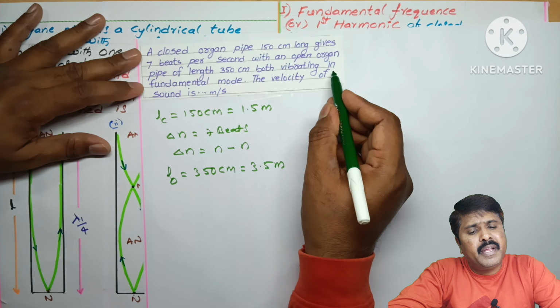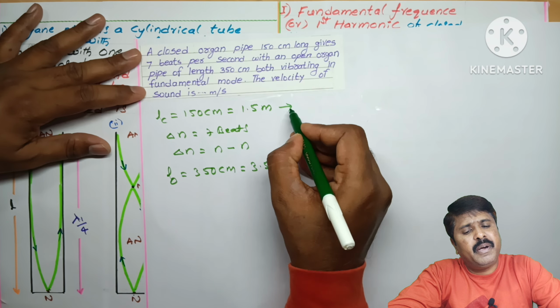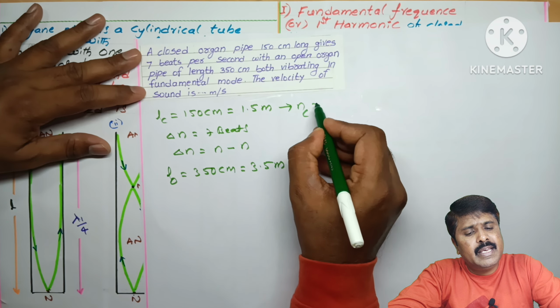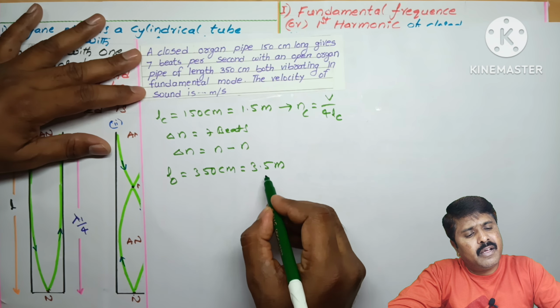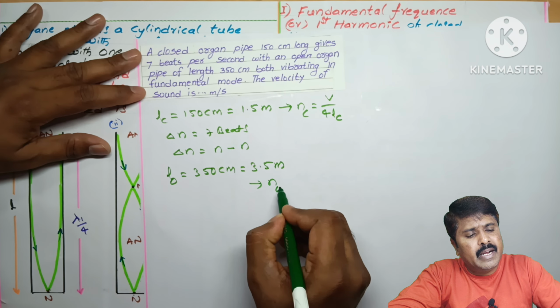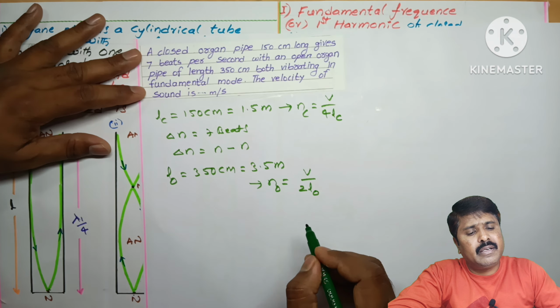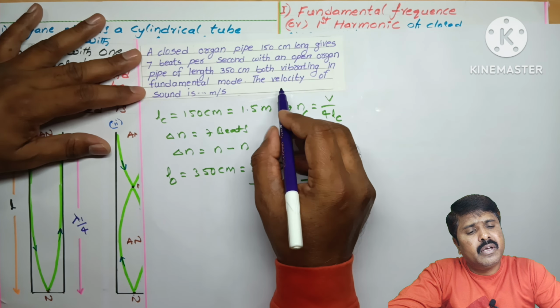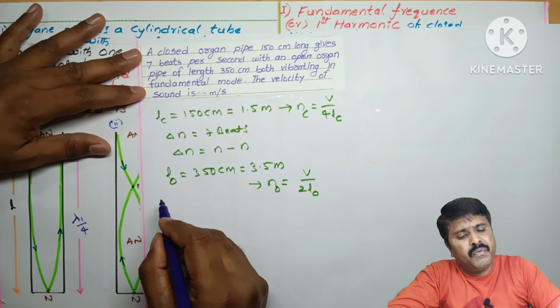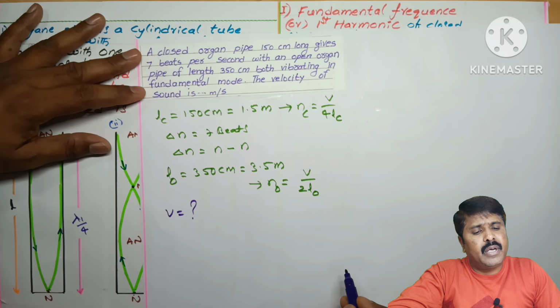Both are vibrating in the fundamental frequency only, student. So fundamental frequency NC is equal to V divided by 4LC, and here fundamental frequency N0 is equal to V divided by 2L0. Okay student, so that is the continuation. Next, the velocity of the sound, V, is asked in the question. Try to understand here.